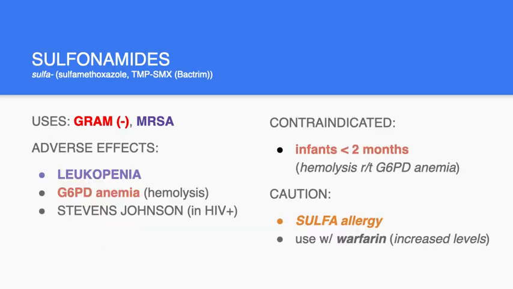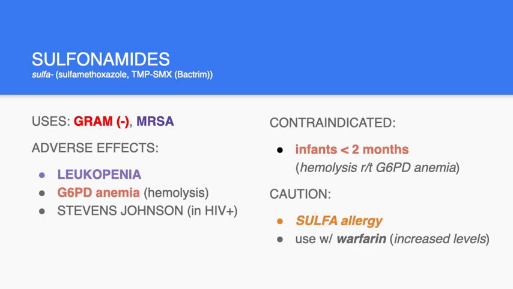The next class of medications in our bacteriostatic antibiotics is sulfonamides. So these medications start with sulfa. So we have sulfamethoxazole, and then TMP-SMX, which is a mixture, which is our medication known as Bactrim. So some uses for sulfonamides include treatment of gram-negative pathogens as well as MRSA. Adverse effects include leukopenia, so a reduction in our white blood cells, G6PD anemia, also which causes hemolysis, and then Stevens-Johnson syndrome, especially in our HIV positive patients.